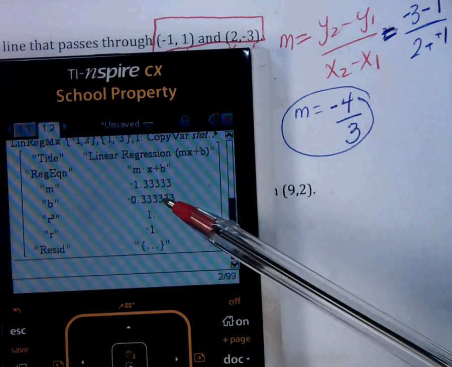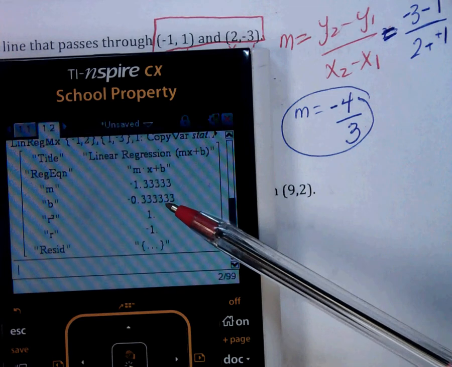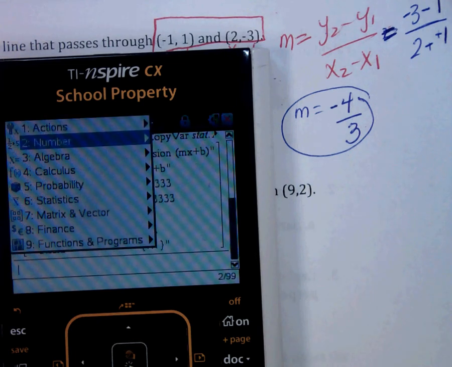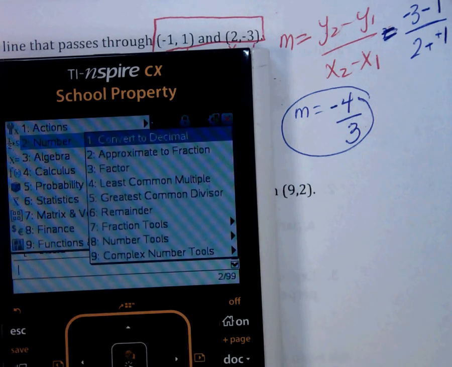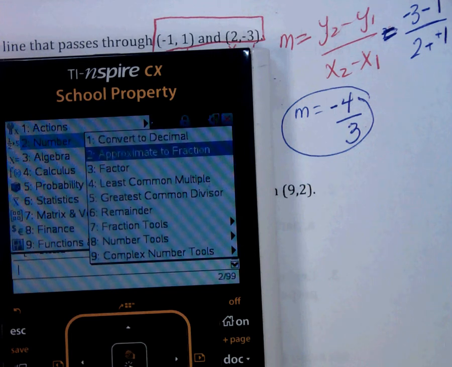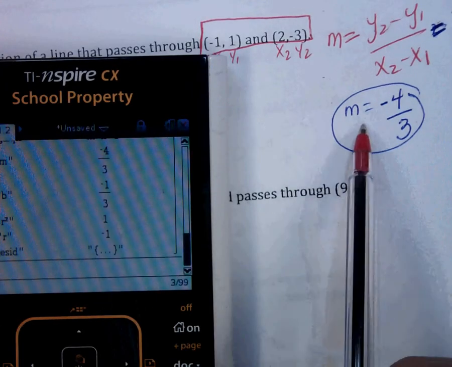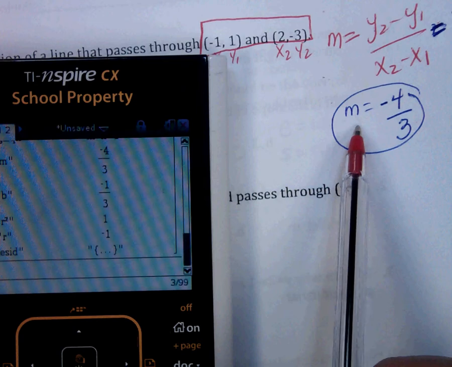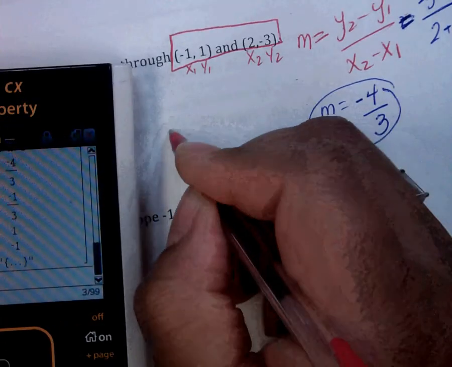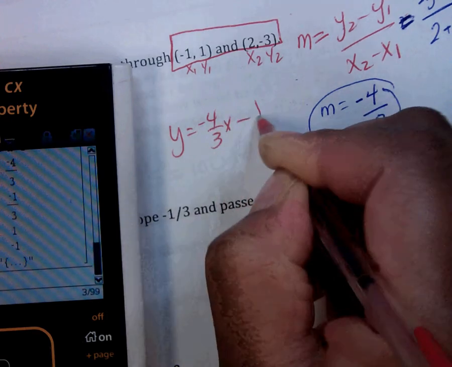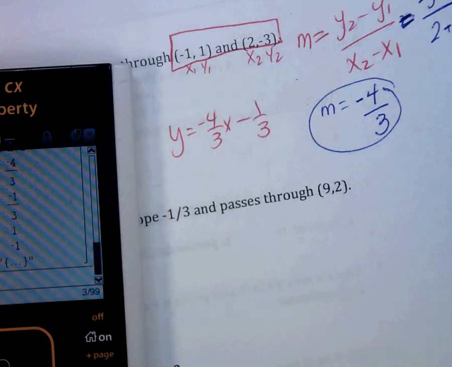Remember, when you get decimals, you can change them to fractions. Menu, go to number 2, because we want to change the number and make it a fraction. That's menu 2. Press enter, and there you have it. And you notice my slope is the slope that I did find. So it is y equals -4 over 3x minus 1/3.